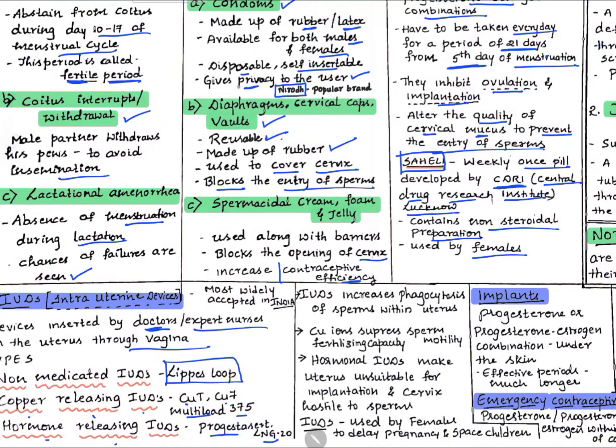See, these IUDs increase phagocytosis of sperms within the uterus. The copper releasing IUDs will release copper ions, and these copper ions suppress sperm motility and fertilizing capacity. And hormonal IUDs make uterus unsuitable for implantation and cervix hostile to sperms. These IUDs are used by females to delay pregnancy and space children.